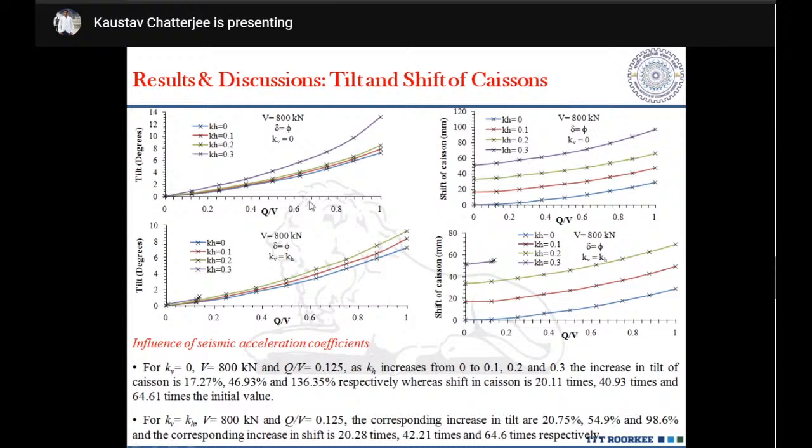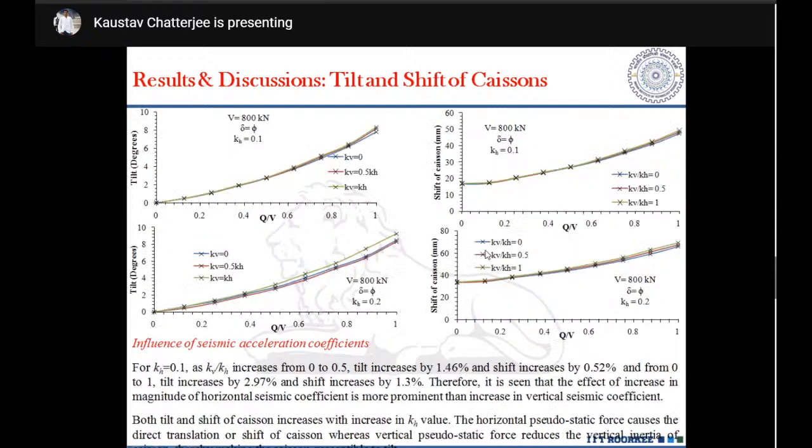There was this case over here. It is for kv equals to kh, and this is for kv by kh equal to 0, and this one is for kv by kh equals to 1, for different combinations of kh. For kh increasing from 0 to 0.3. This particular figure, on the other hand, represents different values of kh from 0 to 0.3, that is for the shift of the cases.